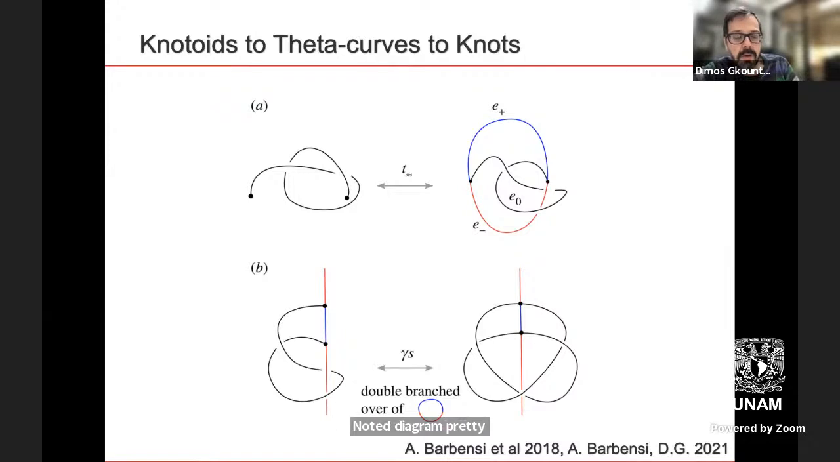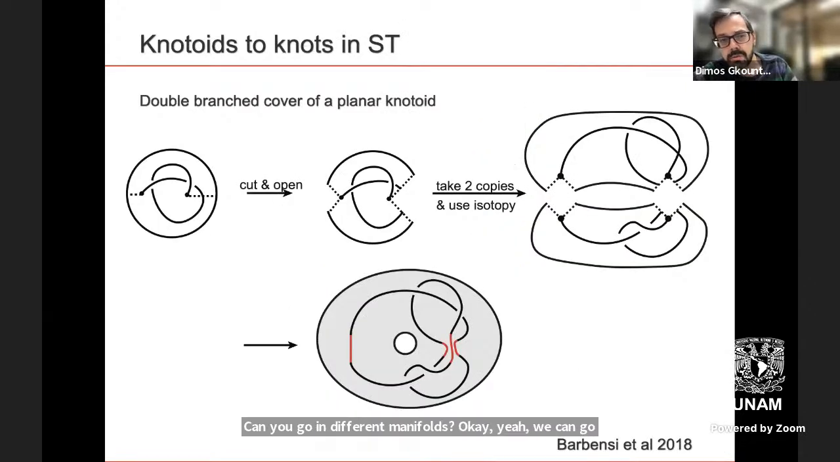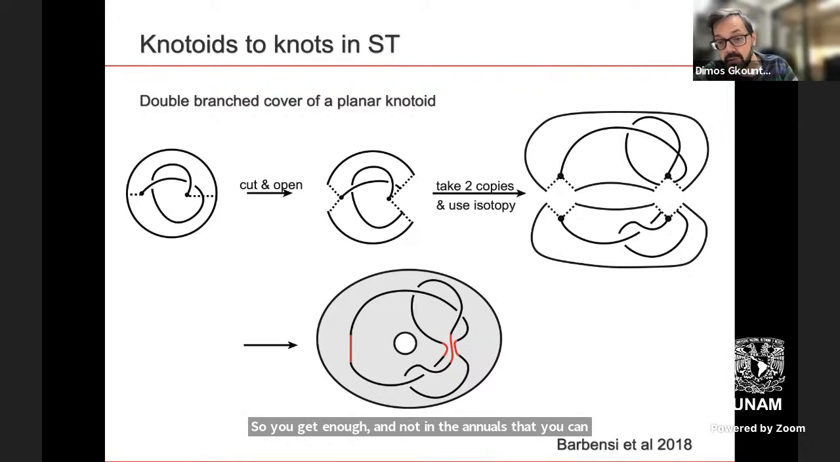Another question would be, all of these are in S3. Can you go to different manifolds? Yes, we can go from knottoids to knots in the solid torus. The general construction is: take a disk, cut it open in a specific way, then take two copies of that and glue them in a coherent way, and then you get an annulus. So you get a knot in the annulus that you can lift into the solid torus, and then you get a unique knot in the solid torus this way.